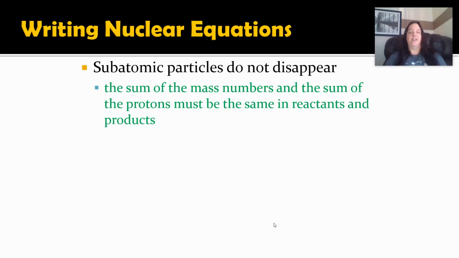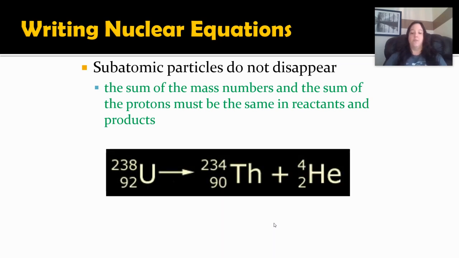So let's get into the actual application today, writing nuclear equations. So remember, nothing disappears in chemistry. There's no magic. So everything's going to be accounted for, and that's going to help us write these balanced equations. So the sum of the mass number and the sum of the protons, or the atomic number, must be the same on both sides of the arrow. Now, if you don't remember, this is how we wrote elements with the mass number on top, the atomic number on the bottom, and then the symbol.